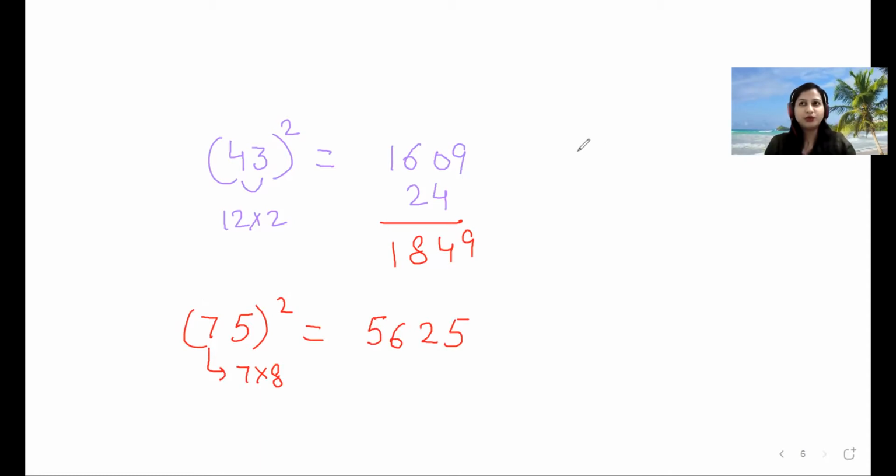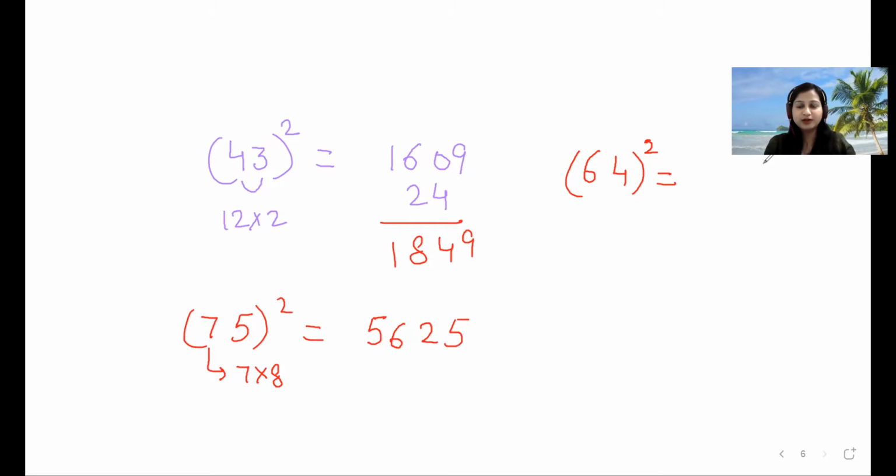This time I'm giving you the number 64 square. Okay, let's solve this. Have a look, the unit place is 4. So the trick is going to be the same as I told you, the trick for numbers in which the unit place is 1, 2, 3, 4, 6, 7, 8, 9. Each and every number is going to have the same trick. So you are going to apply the same trick over here.